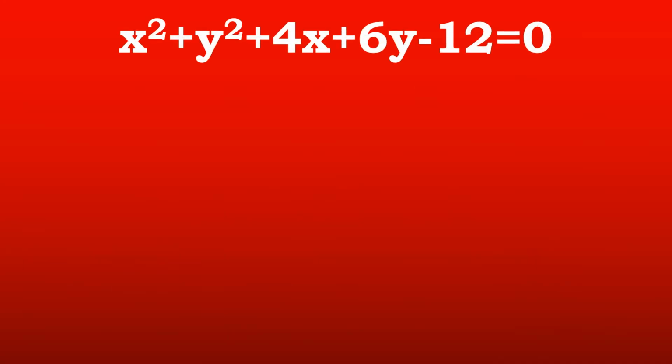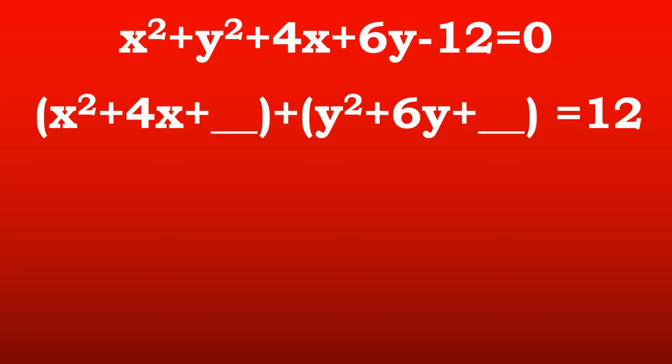Okay, let's have our example number 1. So you have x squared plus y squared plus 4x plus 6y minus 12 is equal to 0. So ang first step natin dito is we combine all terms na may x, pagtabihin nyo siya, and then pagtabihin nyo lang din yung mga terms na may y. And then you get the constant term, i-transpose mo siya sa kabilang side ng equation natin. So we have x squared plus 4x plus blank plus y squared plus 6y plus blank is equal to 12.